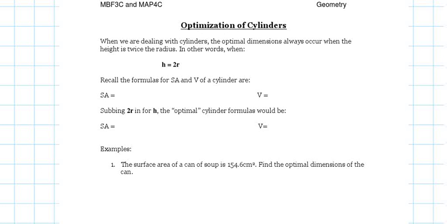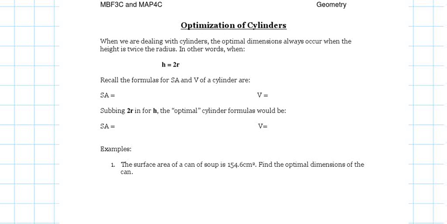Okay, now we're going to take the cylinder shape and we're going to try to optimize it. It's hard to do it just with a piece of paper, so I'm going to tell you what is going to optimize your volume and surface area. When you get the maximum volume and the minimal surface area, you want your height to be equal to your diameter.